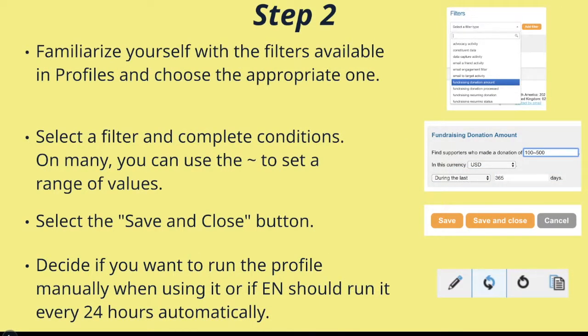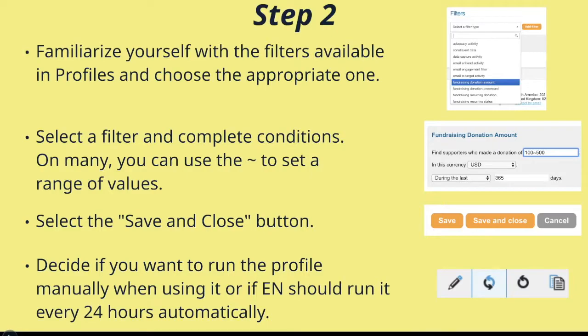You should familiarize yourself with the filters that are available in profiles. They have fundraising filters, advocacy filters, filters based on constituent data, question responses. So it's helpful information. It even dives down into recurring donation data. So you can build a profile of recurring donors whose recurring gift has become suspended, for instance. You'll select a filter and you can set up all the conditions for that filter.